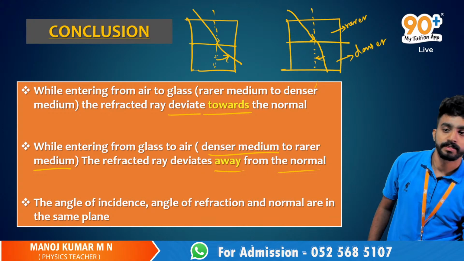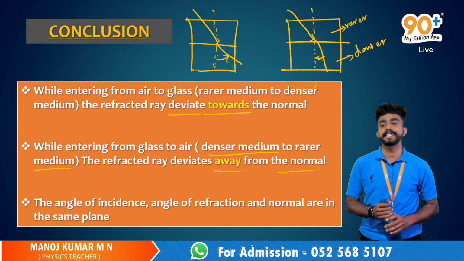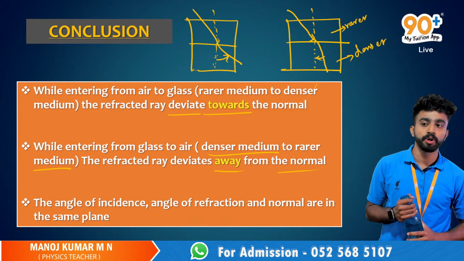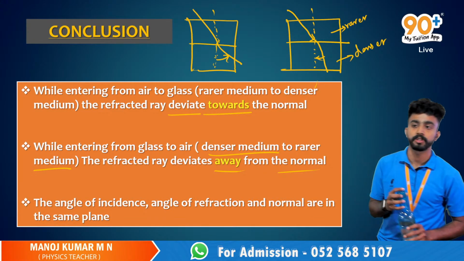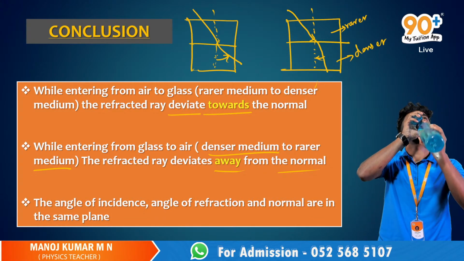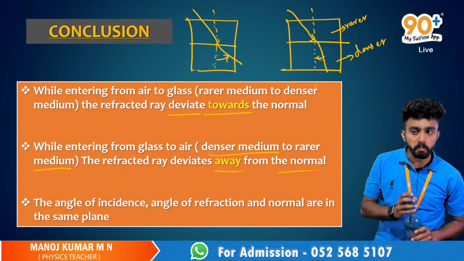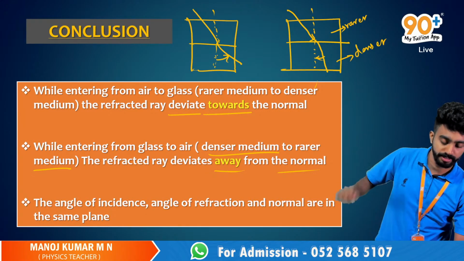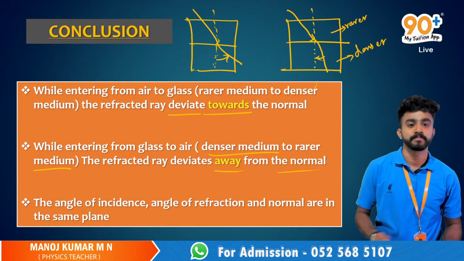If a ray of light is incident onto diamond and it goes out through water, what will happen to the refracted ray? It will move away from the normal as it is coming from a denser medium to a rarer medium. Very good. You take 10 points. Fine. Thank you, sir.